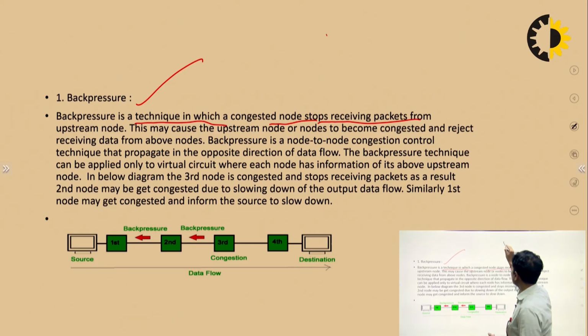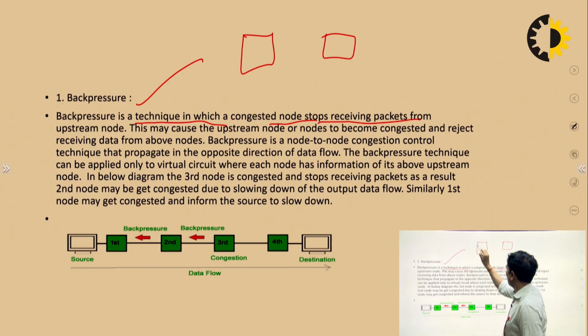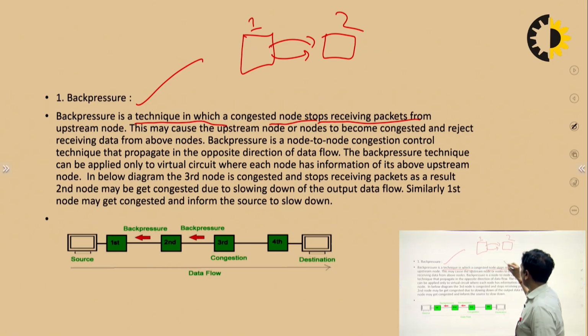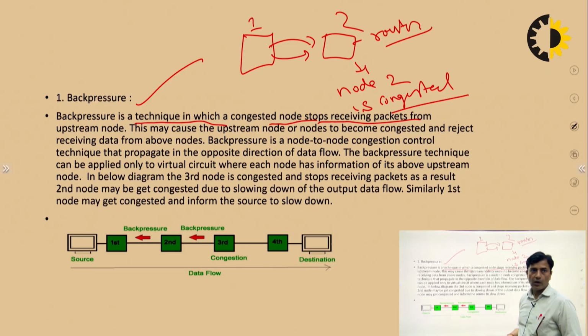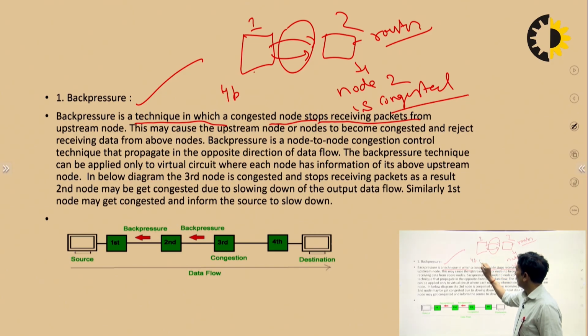Like this is the receiver and this is the other node, and packets are coming from node 1 to node 2, and suppose node 2 is congested. That means a number of requests are coming to this router, which may be any system or router. So that router stops receiving the packets coming from node 1, and this is the upstream node.